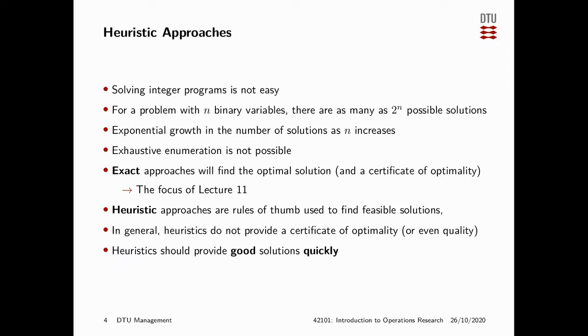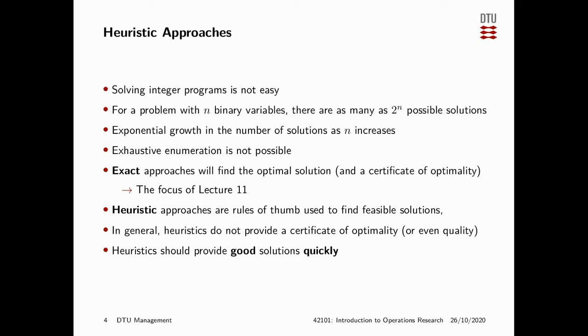Heuristic approaches, on the other hand, are rules of thumb that can be used to find feasible solutions. So in general, they do not give you a certificate of optimality. In fact, they do not even give you a certificate of quality. So when you run a heuristic on an integer program, you have no idea how good or bad the objective value of the resulting solution is without some other benchmark to compare to.